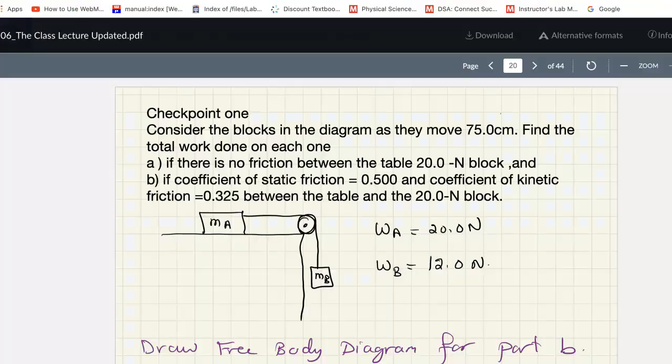Hi, I want to start talking about the second part of chapter 6, and we are still talking about how to calculate the work done on objects. And let's see here, this is a checkpoint where we are going to consider these two blocks. The weight of A is 20 newtons and the weight of B is 12. Then the weight is given, not the mass.